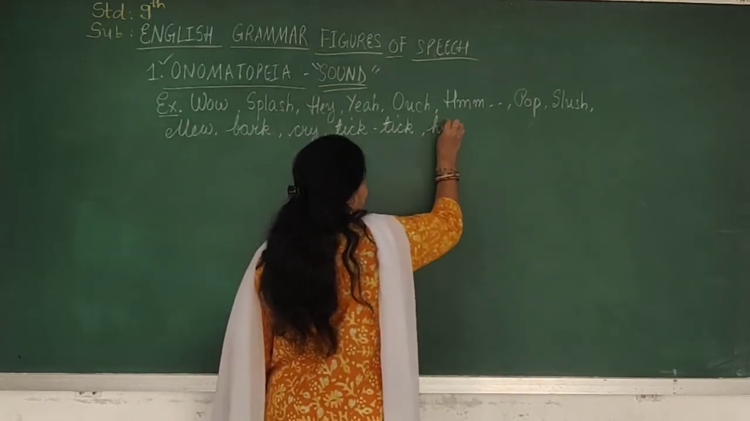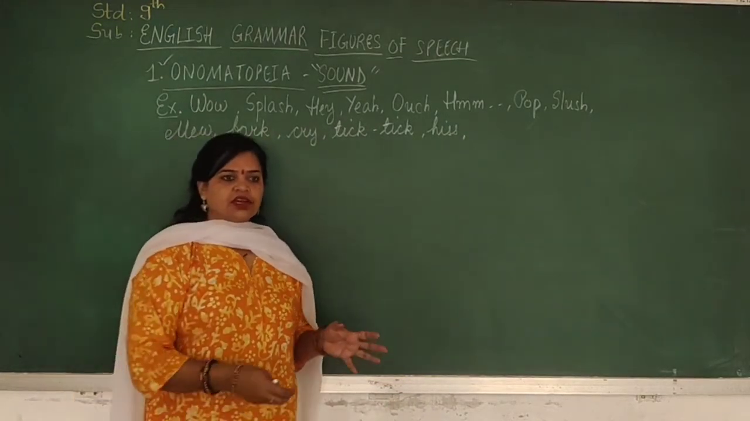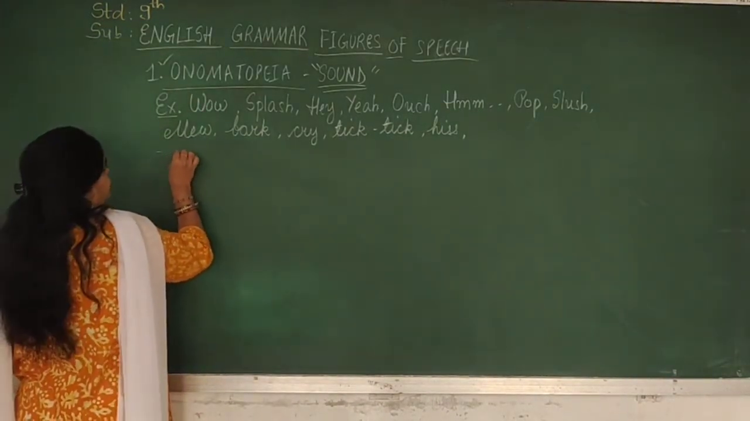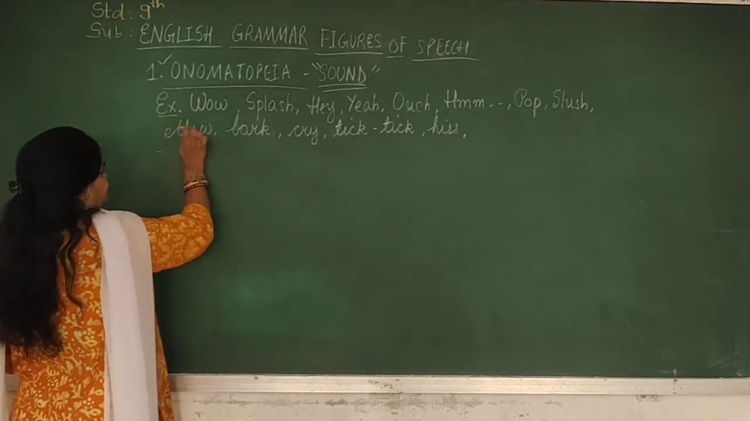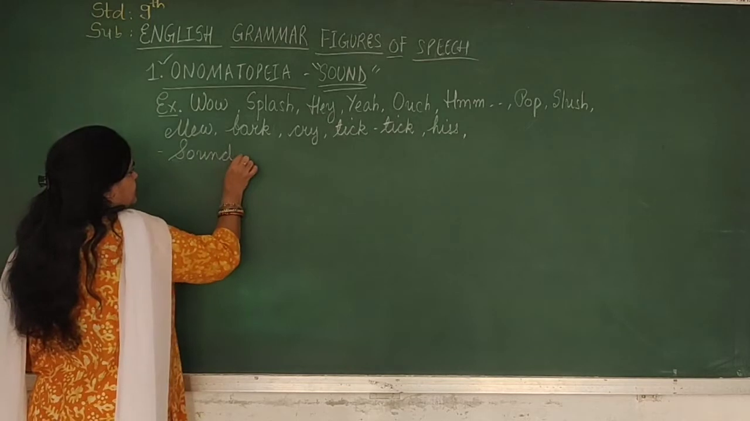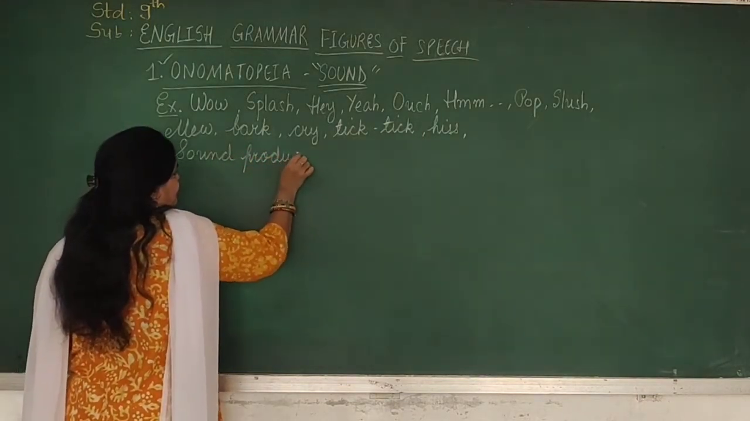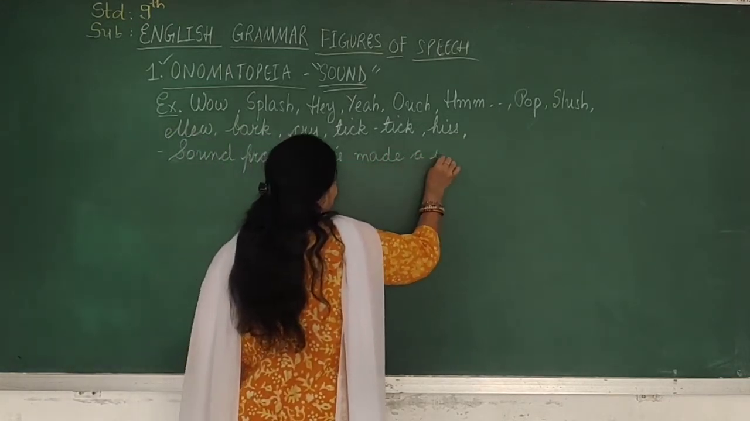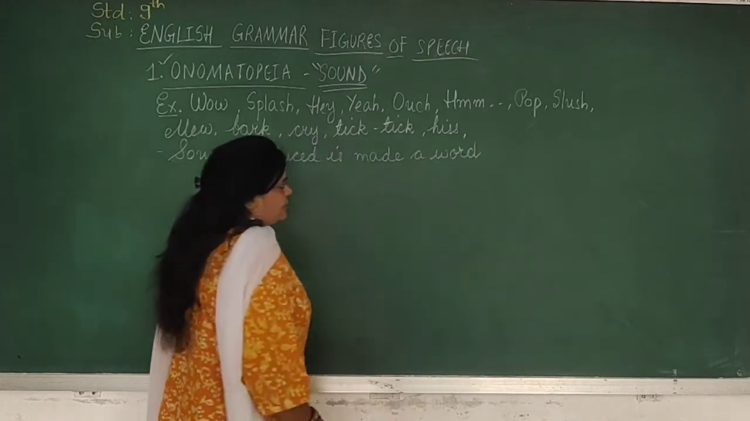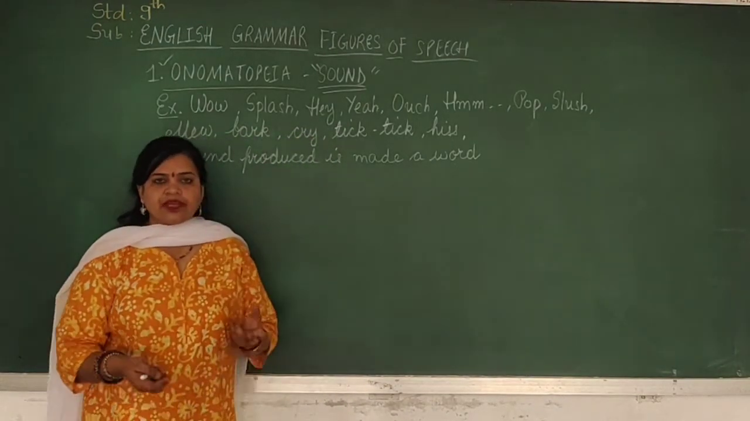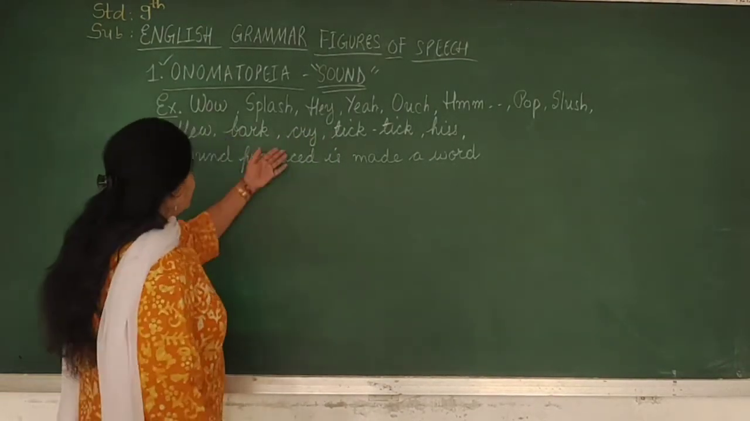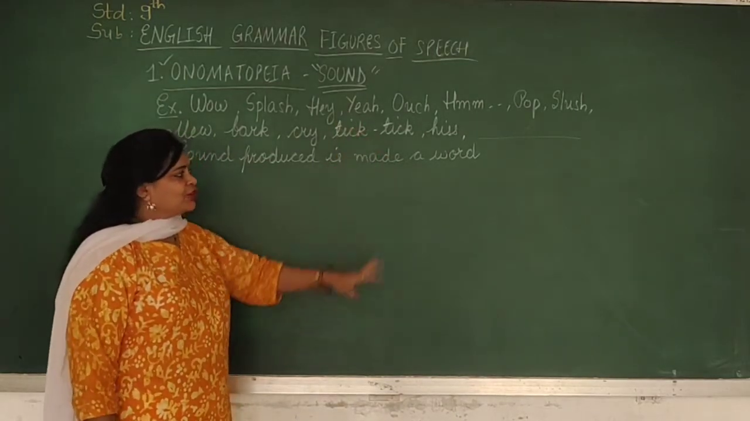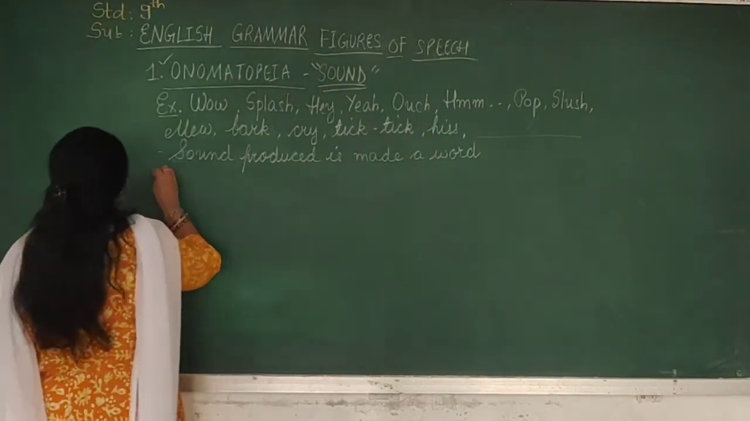So how do we write the definition? Okay, are you getting it? It's very easy. It's the sound produced by the animal. So what will be the definition? Because of the sound produced, the word is made; it resembles that object or person, meaning the sound produced by any object or any person. You can add some more examples as we remember them. So let's start with one more.